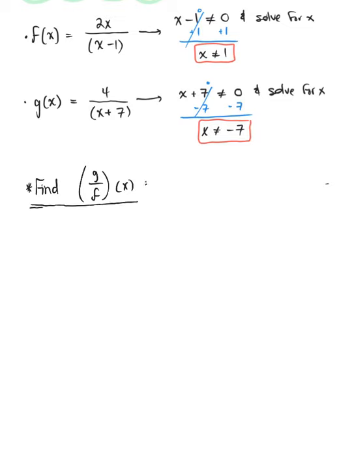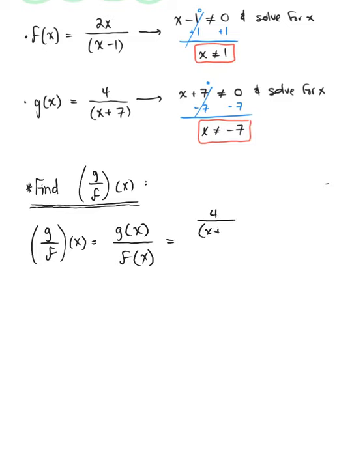So the first thing that we want to do here is just think about the definition. How can we simplify this? So let's expand this out. We have g of x all over f of x. And now let's plug in the functions we're given. So we have 4 by x plus 7. There's our g of x function. And this is all divided by f of x, which is 2x divided by x minus 1.